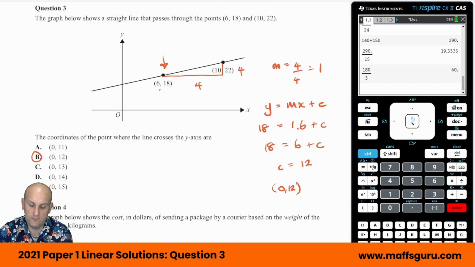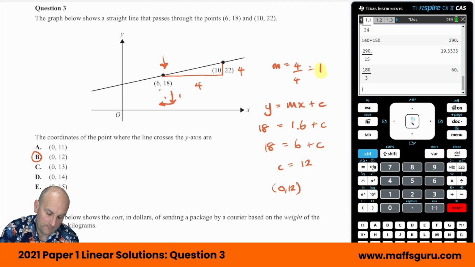Another way of doing it, once I know what the gradient is, I know that for every 1 backwards, it's going 1 down. And because to go from 6 to 0 is going to move 6 horizontal, it must mean that it's also moved 6 down. So again, 18 minus 6 would give me the 12. Just a different way of thinking about the question.